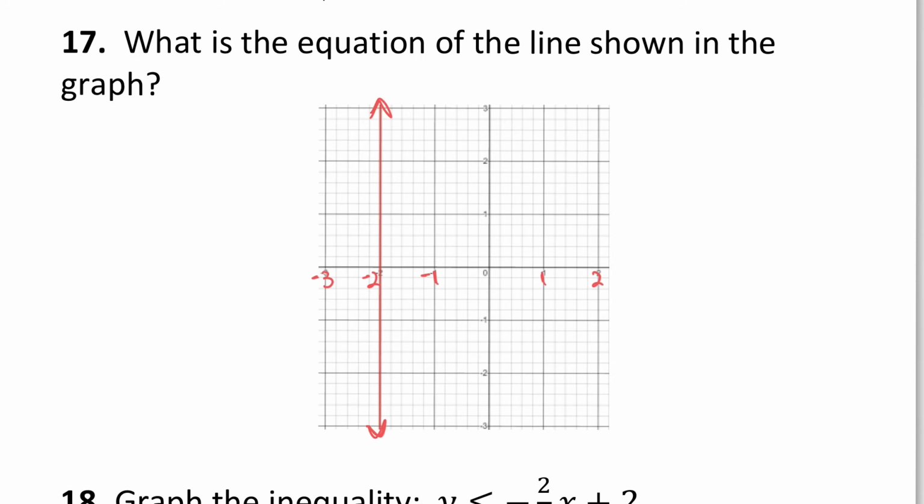Number 17, it says, what is the equation of the line shown in the graph? So we need to understand what the graph is. The graph is the red line going up and down. So this is a vertical line, and it is going through the negative 2 on the x-axis. One more time. It is going through the negative 2 on the x-axis.